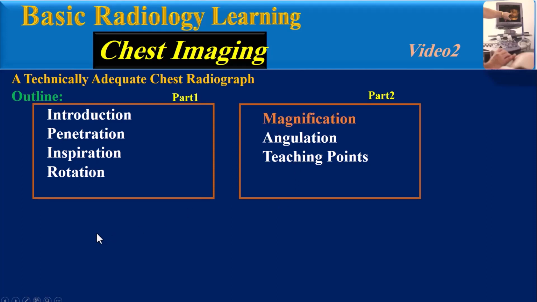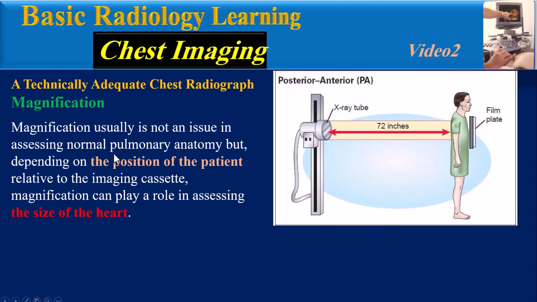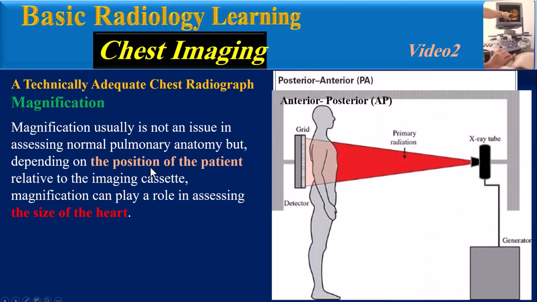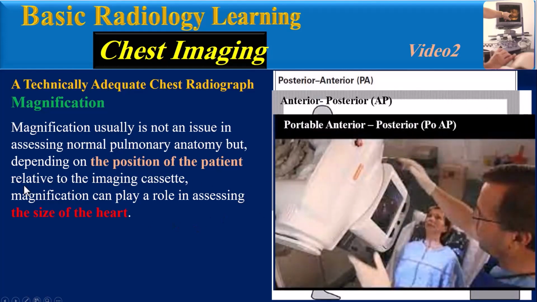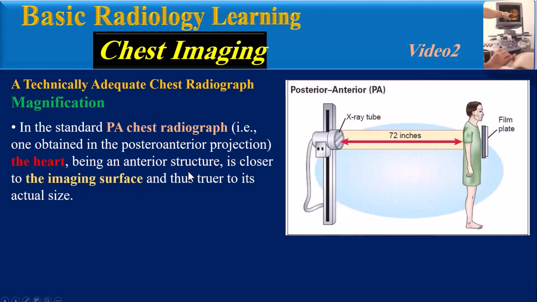At first, magnification. Magnification usually is not an issue in assessing normal pulmonary anatomy, but depending on the position of the patient, meaning posteroanterior, anteroposterior, or portable anteroposterior position relative to the imaging cassette, magnification can play a role in assessing the size of the heart. In the standard PA chest radiograph, obtained in the posteroanterior projection, the heart, being an anterior structure, is closer to the imaging surface, and thus truer to its actual size.